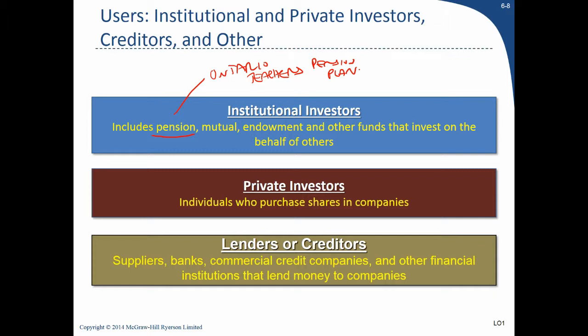Lenders or creditors. So these are banks. Again, the bank mandates that you supply to them every quarter a set of financial statements and once a year audited financial statements because they want to know if you're going to go bankrupt.